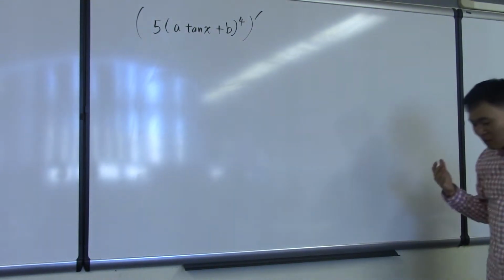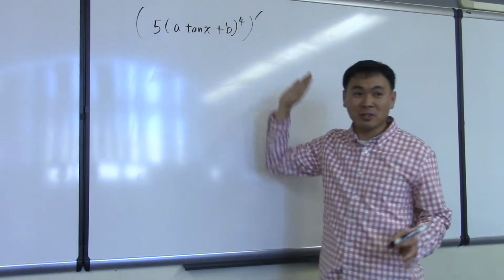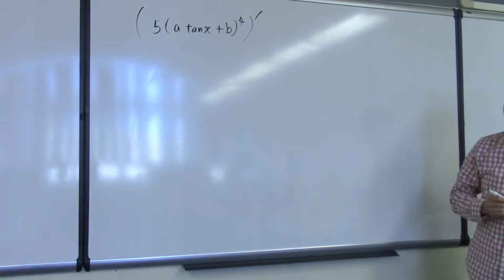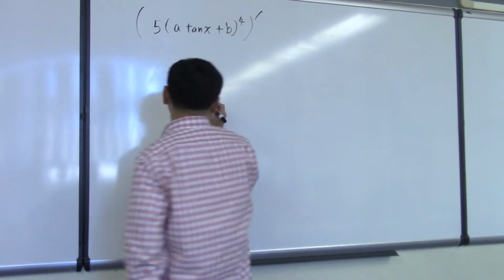There's just this mental barrier against having these general a and b. That's what makes it look hard, but it's not any harder than having 4 and 7 or any other number in here. Okay. All right, so let's try to differentiate this.